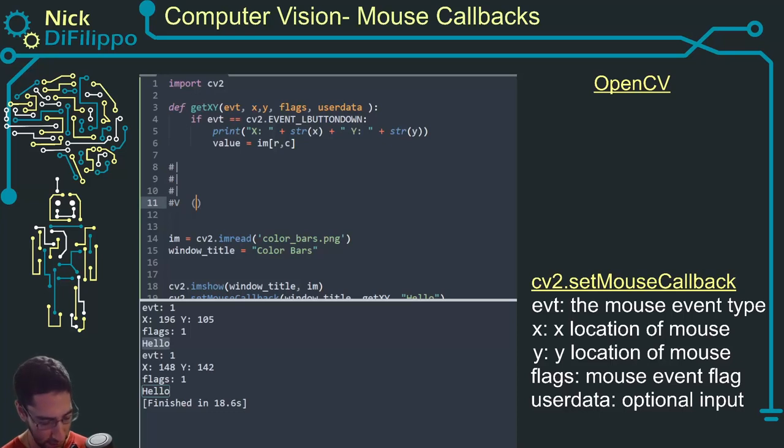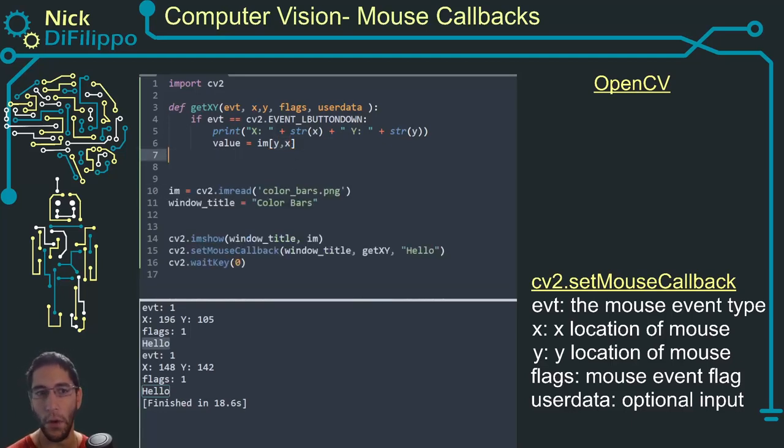And this is sort of like my Y. And my columns are going across, and this is like my X. So the fact that I get X and Y, I need to actually switch it. To get it in terms of rows and columns, I have to go Y and X. And this will give me the value of wherever I'm clicking.